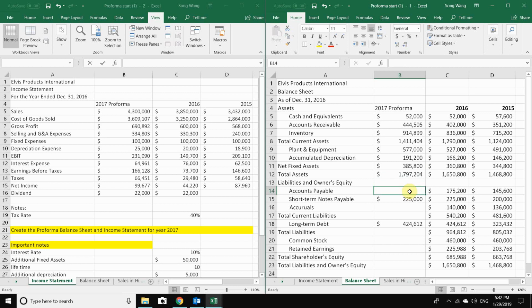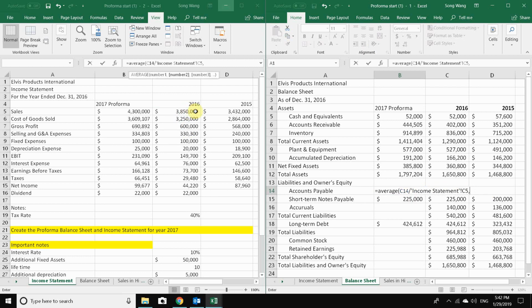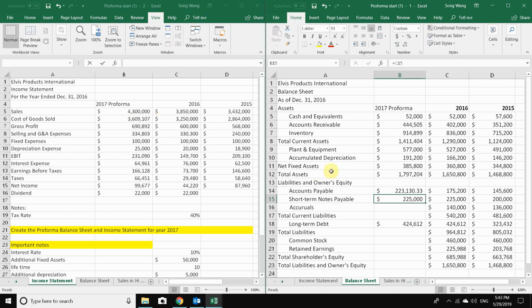And for accounts payable, we're going to use the same method as the accounts receivable. So what you do here is use the same method: average of accounts payable of 16 divided by sales of 16, and then AP of 15 divided by sales of 15. All right, then the average multiplied by sales in 2017.